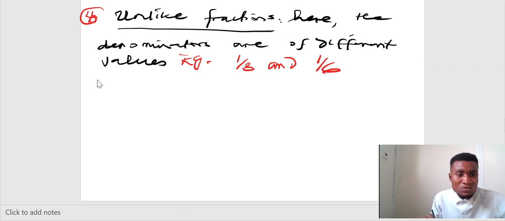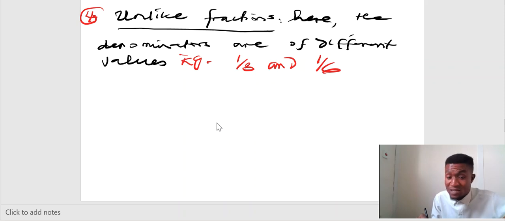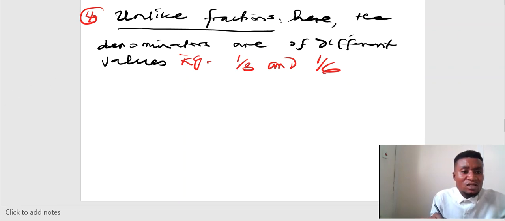Now, I'd like to take you back to the third example that we discussed earlier. In the third example, we have like fractions, where the values of the denominators are equal to each other, while the numerators are different from each other. Now, coming back to the unlike fractions, you discover that the denominators are what? They are different at this point, but the numerators are what? They are the same.